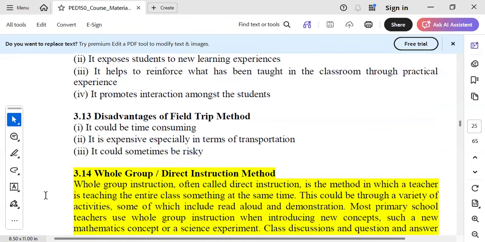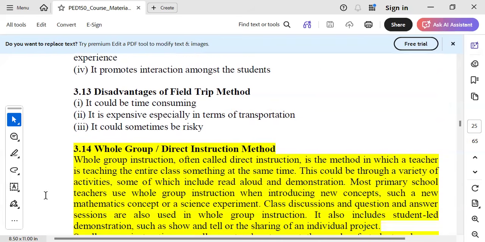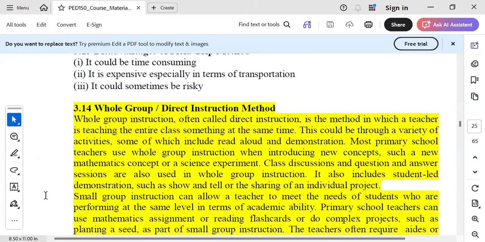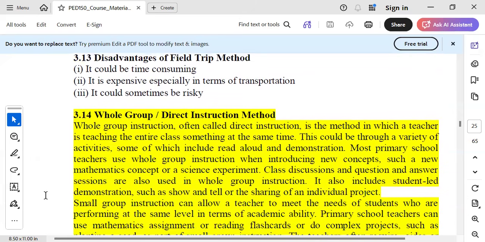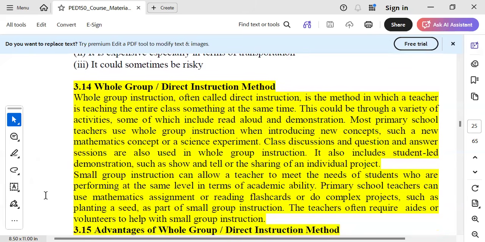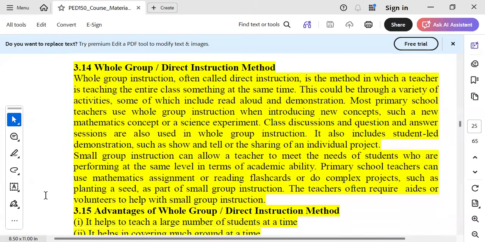The disadvantages of the field trip method: it could be time consuming. We said that it is expensive, especially in terms of transportation. Yes, but that expense is always poured on the parent. They will tell them bring 5,000 and they will give them one zobo and one chin chin. That is all, your 5,000 is gone. Well, thank God your children will experience the fun, and that is the main thing.